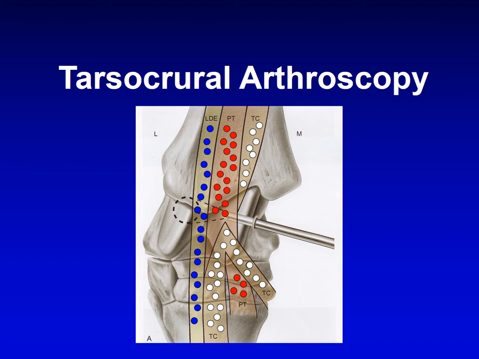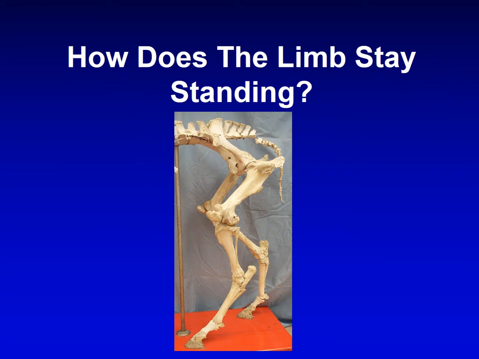So with that, we conclude the discussion on the hind limb. Let's review the passive stay apparatus. So the question becomes, how is the hind limb kept standing? Just like how the forelimb is kept standing: by the passive stay apparatus. So what is the passive stay apparatus of the hind limb, and what are the structures that make up this apparatus?